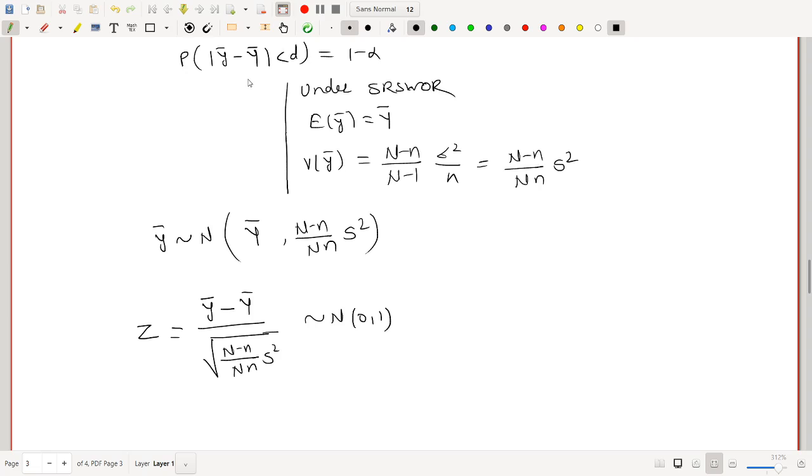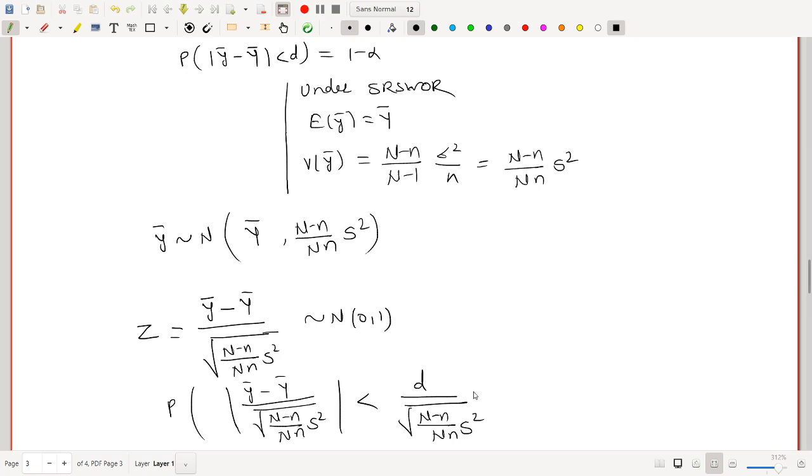Now by using this, we can convert this quantity into z by dividing it by the standard deviation of this y bar. So probability of, we can write this as mod of y bar minus capital Y bar upon root of (N minus n) upon (N n) S square is less than d upon root of (N minus n) upon (N n) S square is equal to 1 minus alpha.